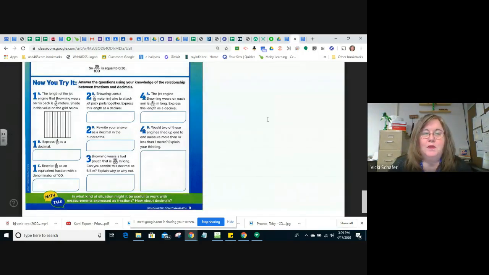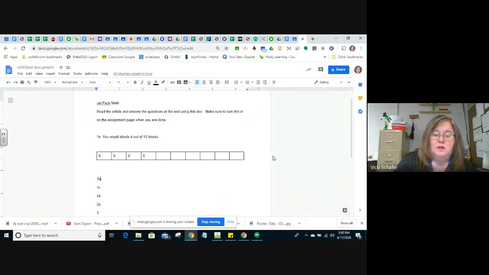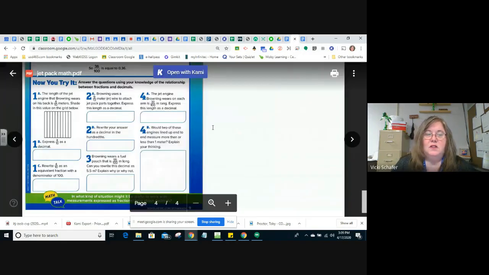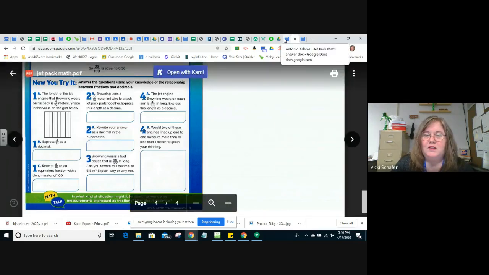For the second problem, to express 4/10 as a decimal, most of you guys did exactly the right thing, and that was to put 0.4, because this way the 4 is in the tenths place. The next one caught a lot of people off guard, though. For that one, it says rewrite 4/10 as an equivalent fraction with a denominator of 100. That got a lot of people, and I think some people are still struggling with that. So we're going to look at that real fast through our camera.